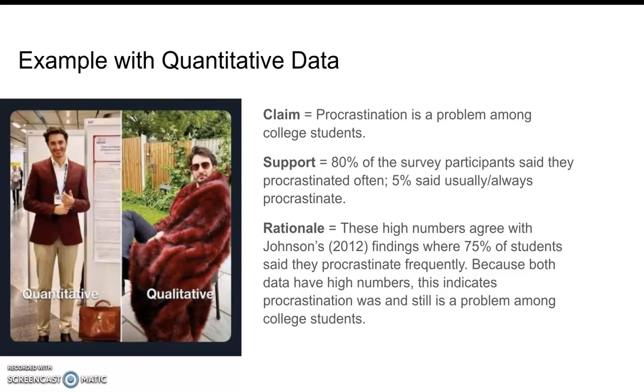So here's an example. We have: procrastination is a problem among college students. That's debatable. Some might say, no, it's not a problem. They grow out of it in college. I don't think so. So that's why I'm making my claim: it is a problem. My support: I did a survey, and 80% of the survey participants said they procrastinate often, and 5% said they usually always procrastinate. Are you convinced yet? Maybe not. So you might need to say, these high numbers agree with Johnson 2012's findings, where 75% of students said they procrastinate frequently. Because both data have high numbers, this indicates procrastination was and still is a problem among college students.